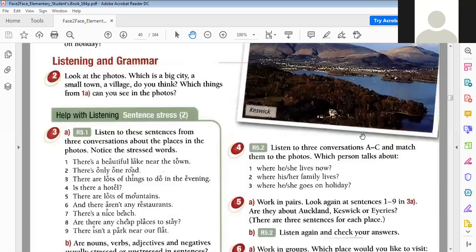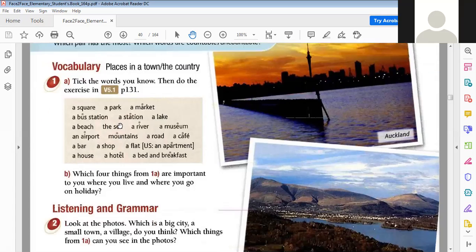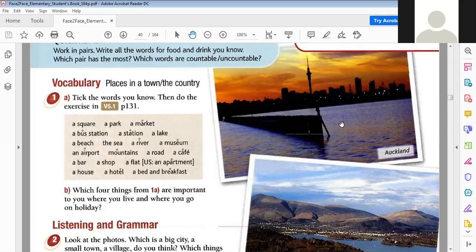Okay, so let's start with the first photo, Auckland. What do you think this is? Is it a big city? Is it a small town? Or is it a village? Big city. Okay, but why? More buildings and big sea. Yes, so there are big buildings, lots of buildings. We can also see the sea here.